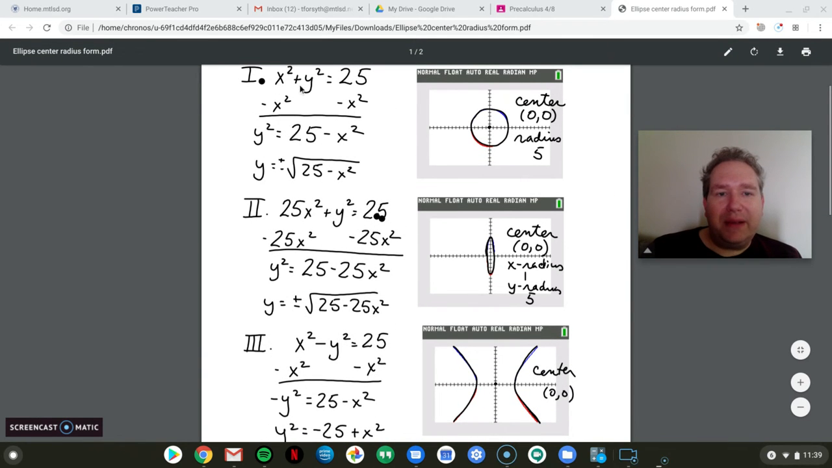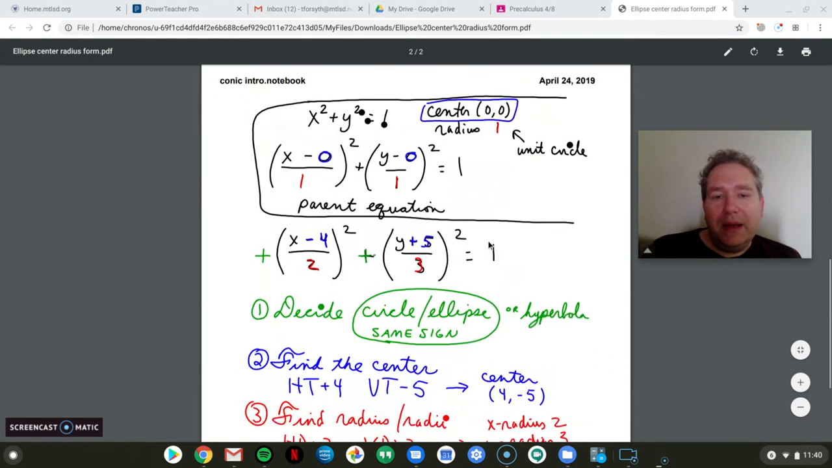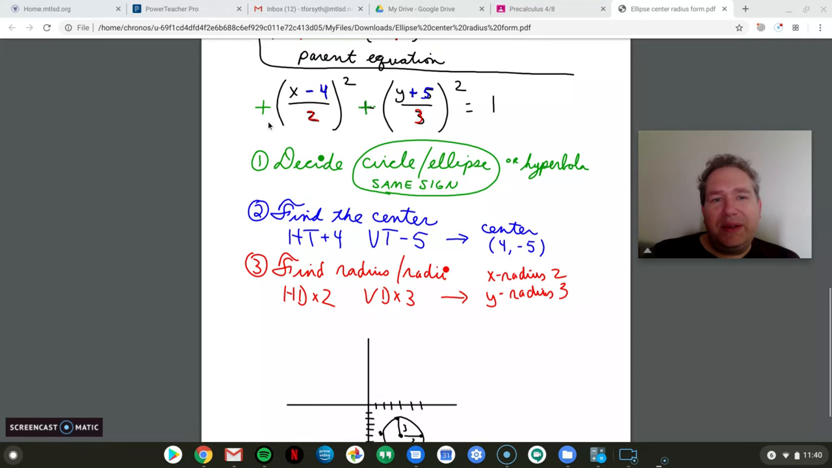Positive x squared, positive y squared. Positive 25x squared, positive y squared. They made a circle or an ellipse. But down here, positive x squared, negative y squared made a hyperbola. So if those outside signs, now you won't always have the plus there, but it's implied if it's not there, right? So if it's the same sign, it's always going to be a circle or an ellipse. If they're different, if this is plus and this is minus, or this is minus and this is plus, it's always going to be a hyperbola.